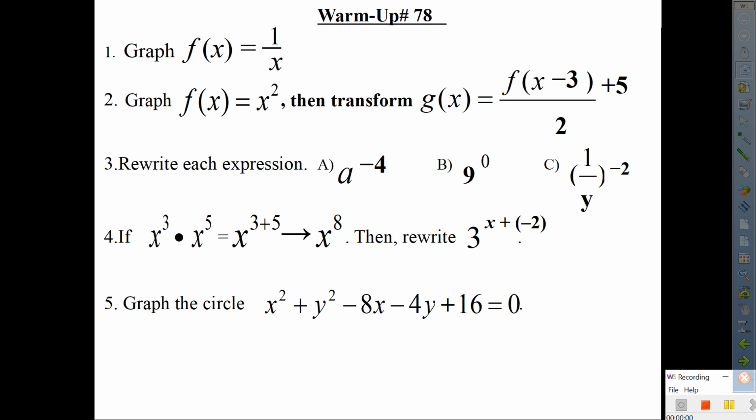From there, we got number 3, rewrite each expression. Part A is a to the negative 4. Part B is 9 to the 0 exponent. Part C is 1 over y, in parentheses, all that to the second power.